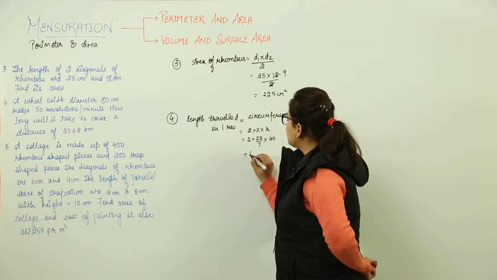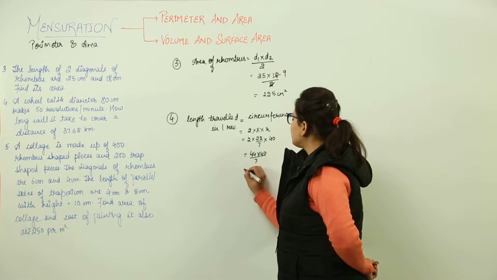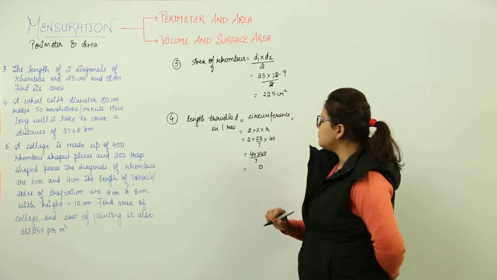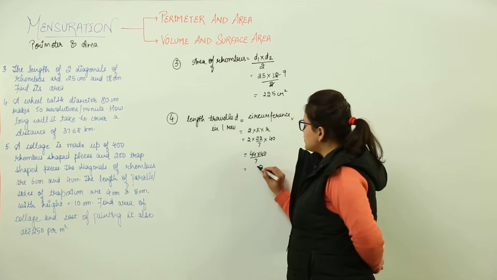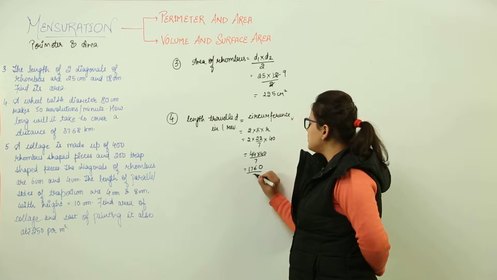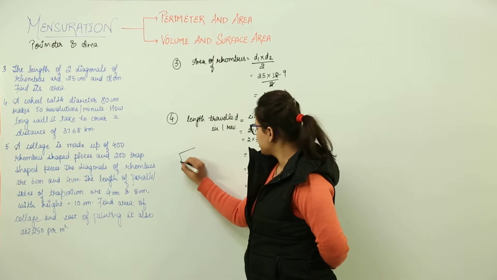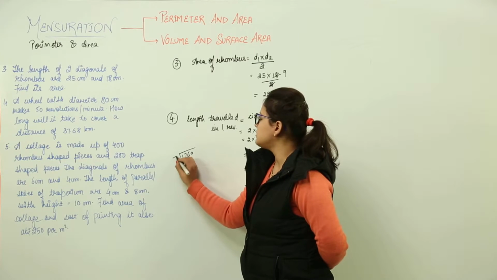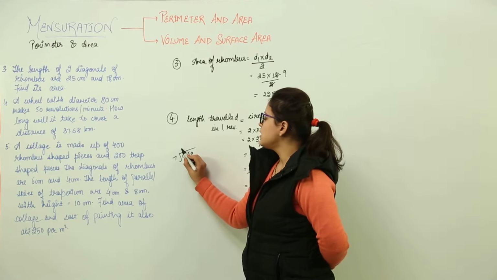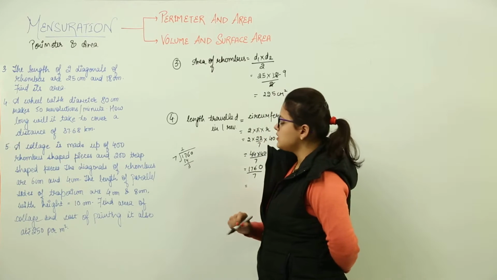What do we get? 22 into 2, 44 into 40 over 7. Now when we multiply, we mark the 0 as it is. 4 4s are 16 and 1, 4 4s are 16 and 17 over 7. When you divide this, let us divide this now. 1760 divided by 7. 7 2s are 14, we get 15, 16, 17. 3 is the remainder.